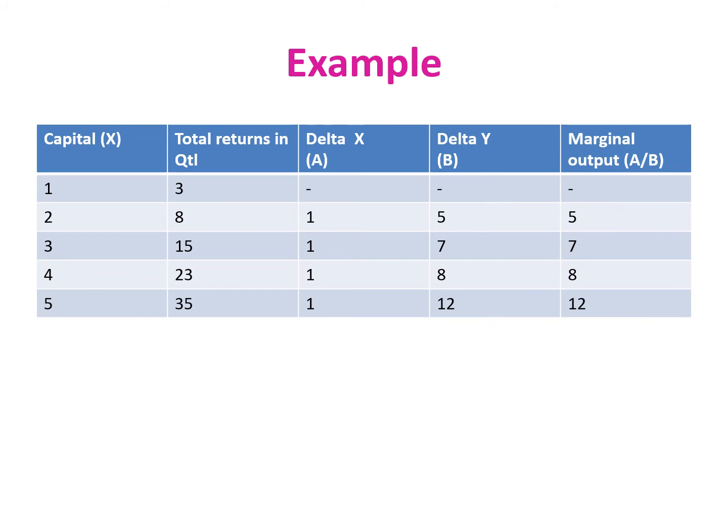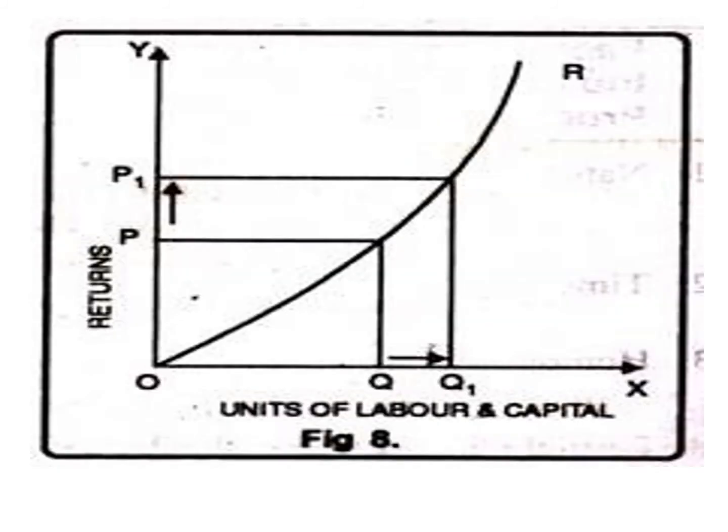Marginal output. Marginal is nothing but the additional output you are going to receive by adding a single unit in the production process. If you can plot the graph of the last column, it comes like this and it is convex to x-axis. Here you can see the graph of law of increasing returns.